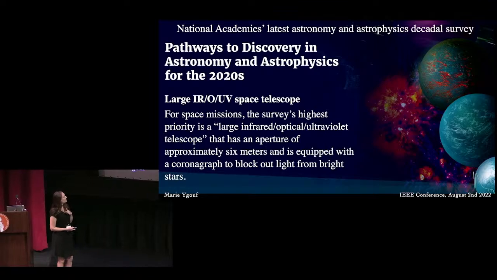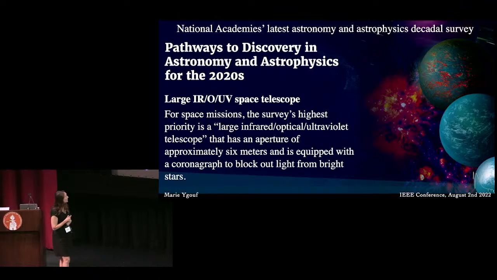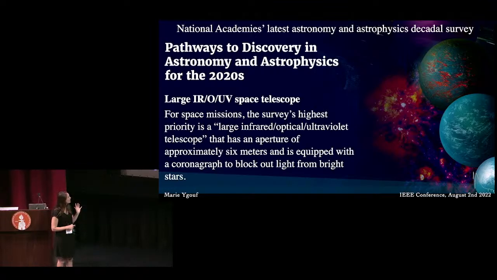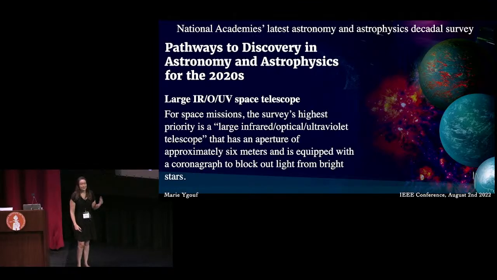And I just wanted to mention that the National Academies' latest Astronomy and Astrophysics Decadal Survey recommended a large space telescope that will first have a big aperture of 6 meters, and it will also include a coronagraph to block out the light from the bright stars. So we have 10 very busy years in front of us to demonstrate those kinds of contrast for the future instruments.